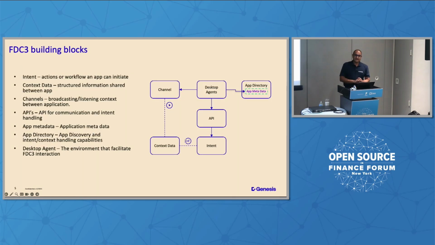Now, let's very quickly recap the building blocks of FDC3. At the core of FDC3 are intents, that are actions and workflows an application can initiate. Then you have context data, that is the structured information that will be shared among those applications. Finally, thirdly, you have channels that facilitate that communication by broadcasting or receiving that information. Then, on top of it, FDC3 provides an application programming interface, primarily written in JavaScript. And then from the desktop agent provider perspective, we have 3 different things: the application metadata to configure an application, the app directory to discover those applications, and the desktop agent provider that provides a holistic environment to bring those things together and facilitate the FDC3 interactions.